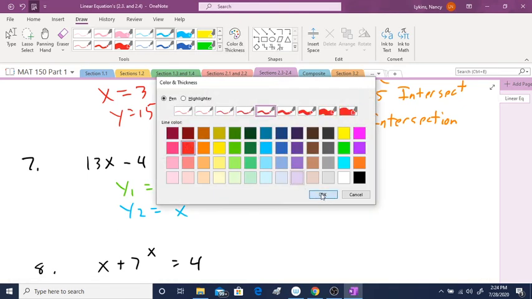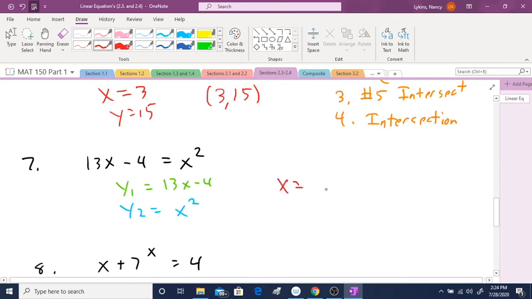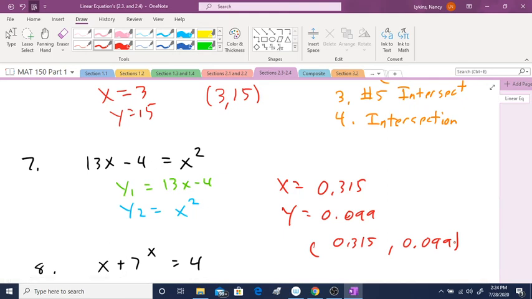You should get something like, it's going to be small, and they can be small, they can be big. So they should meet at 0.315 and 0.099. That's really small. Now, depending on what they're asked, they may say rounded to the third decimal or rounded to the hundredth position. So do specifically what they ask you to round your answers to.